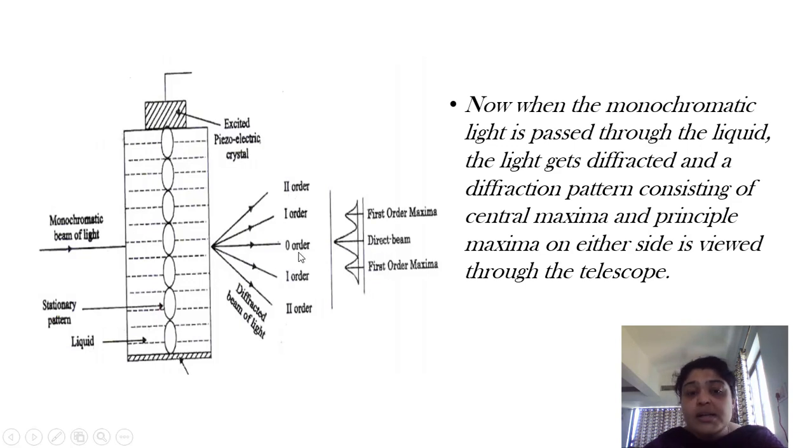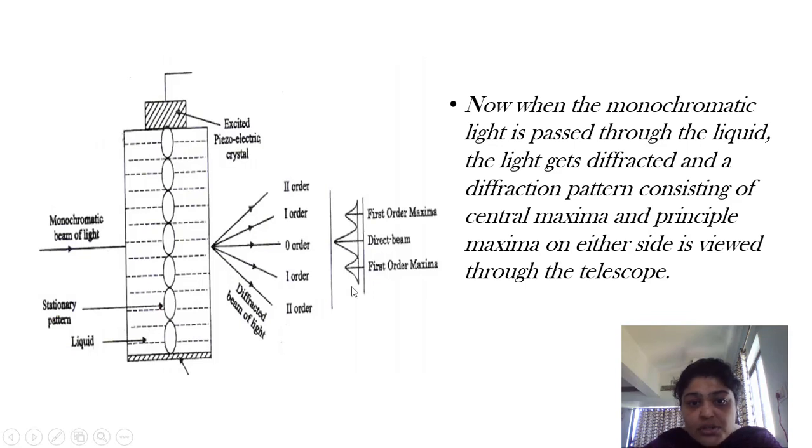If instead of a telescope we keep a screen, we can see that at the center, exactly parallel to the source of light, you see a very bright spot. Then slowly the spots decrease. So this corresponds to the central maxima, first order maxima, first order maxima. Similarly, you can have second order, third order, and so on. So now when the monochromatic light is passed through the liquid, the light will get diffracted, and the diffraction pattern, which consists of the central maxima and the principal maxima on either side, is viewed through the telescope. Now on this basis, what exactly happens?